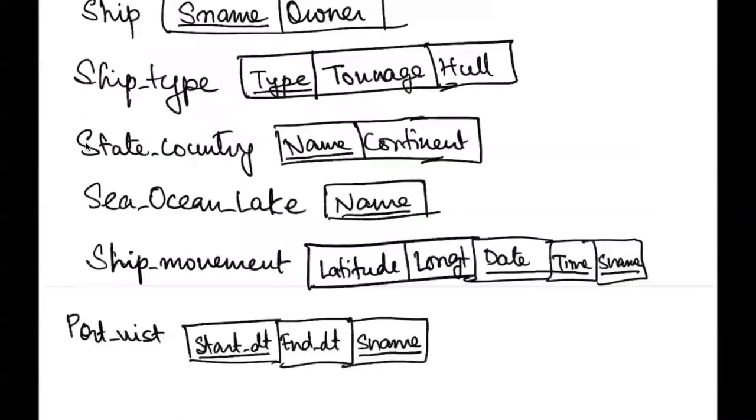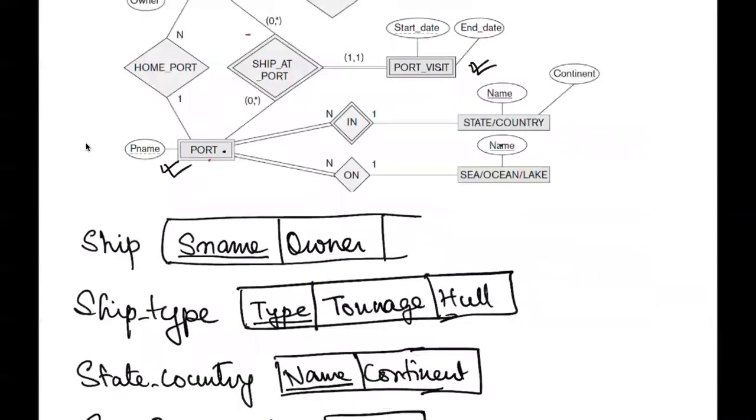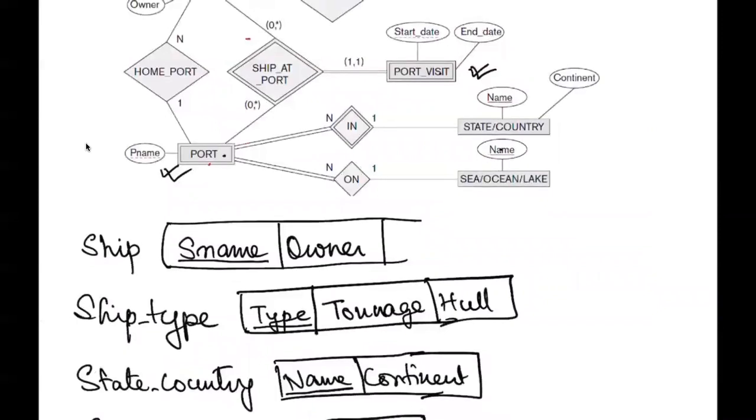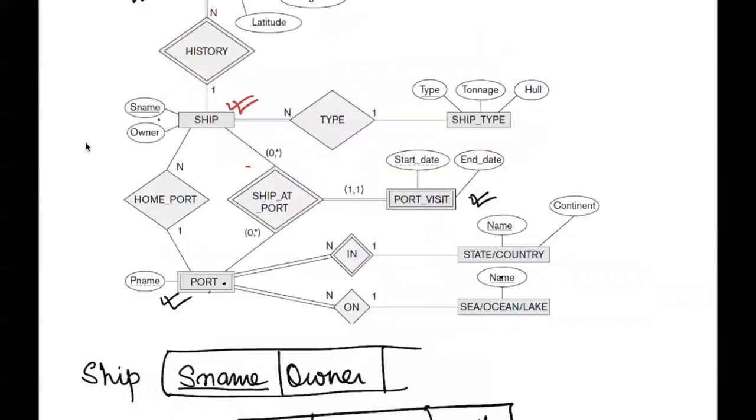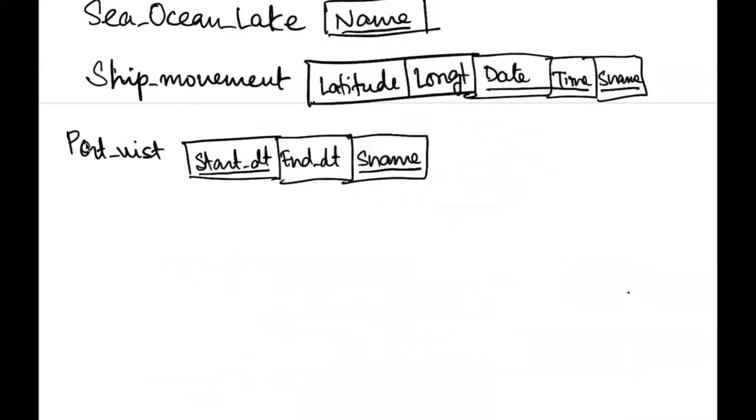So let's look at the next one. Next is port. So port is a weak entity, and it is associated with which one? Sorry, I think earlier I mentioned that port is the weak entity and it is associated with ship. Yes, it is associated with ship also, but it is also associated with state and country. So let's see. State, sorry, this is port.